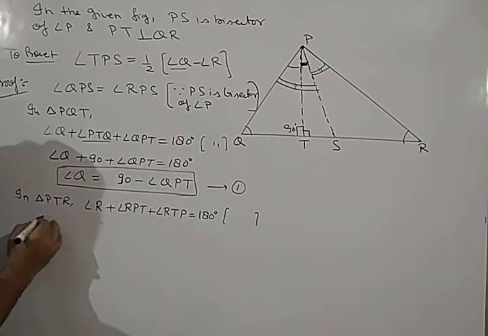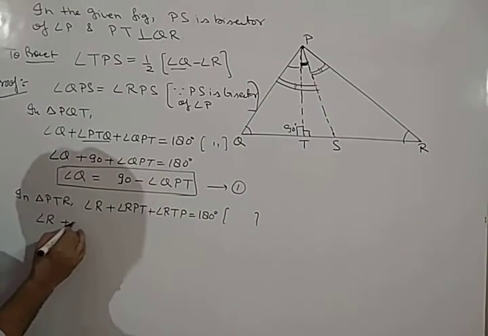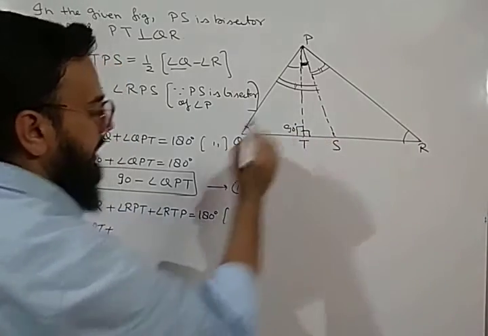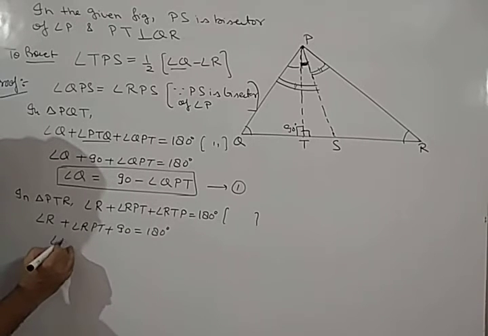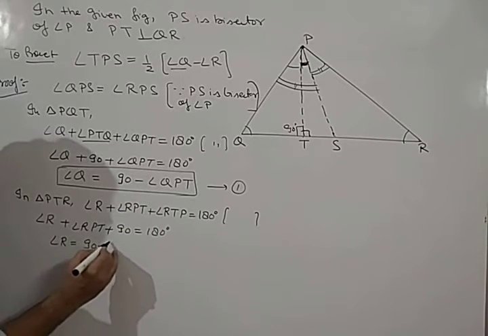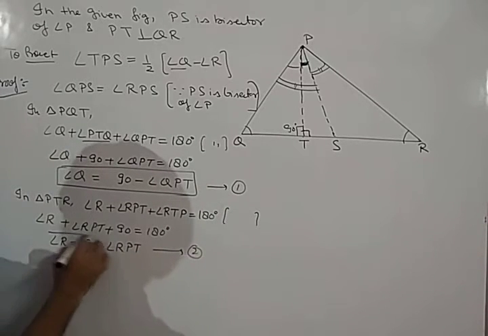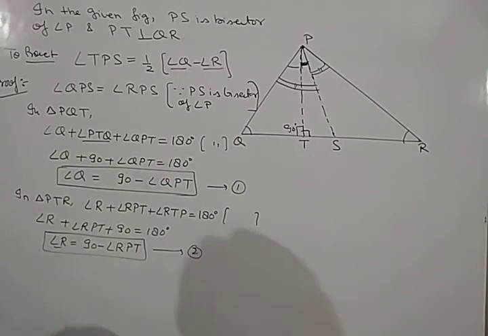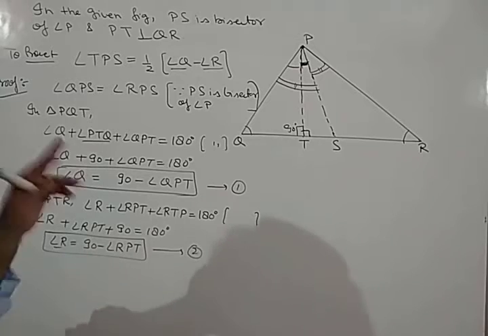Now, by putting this value, angle R plus angle RPT plus angle RTP, which is 90 degrees, so putting 90 degrees, it will be equal to 180 degrees. So we can get the value of angle R is equal to 90 minus angle RPT, and consider it as equation number 2. Because we have to get angle R also, so we have obtained angle R. So we get the value of angle Q and the value of angle R. Okay. So this is 90 minus QPT and 90 minus RPT.